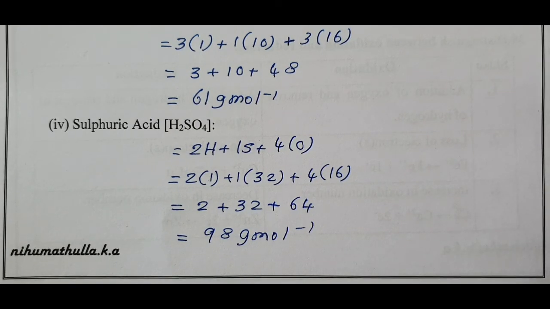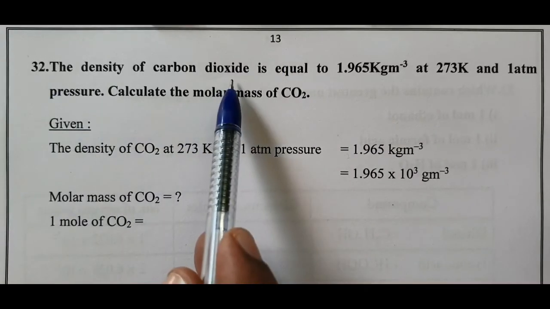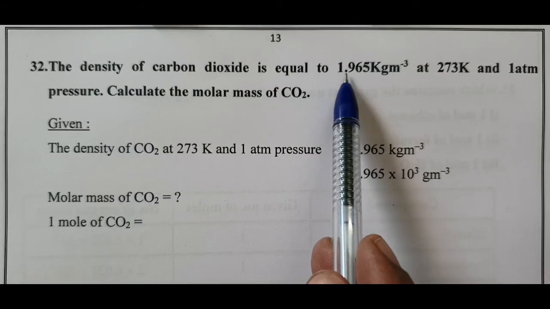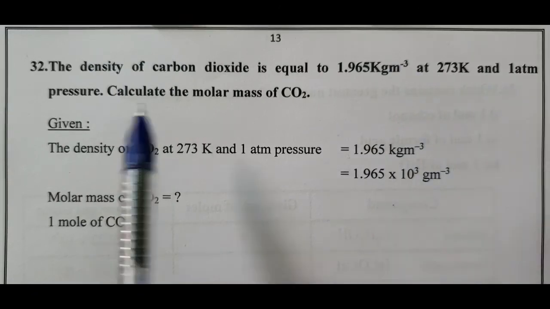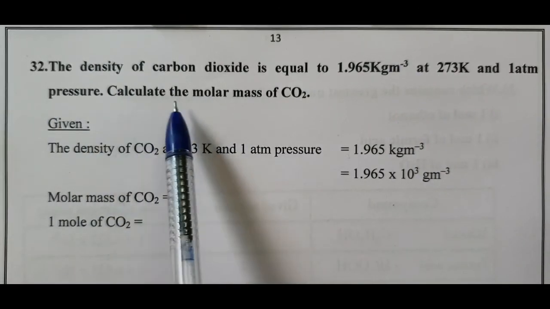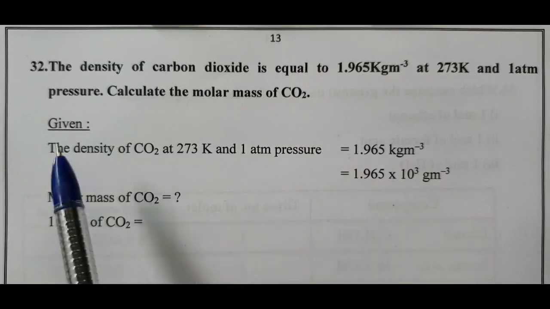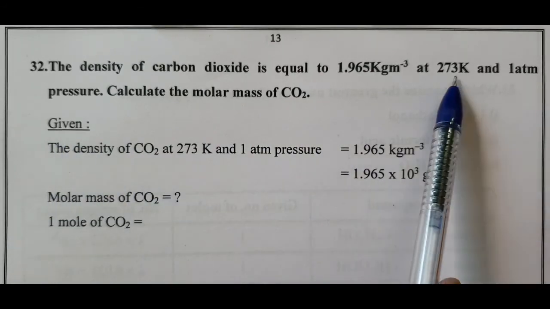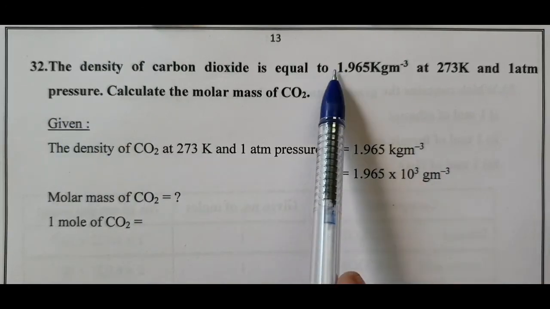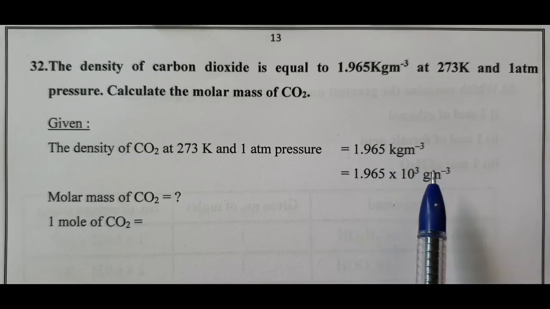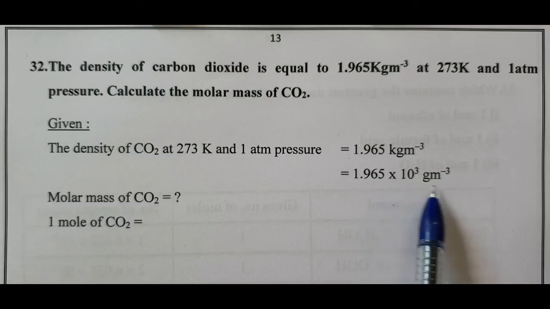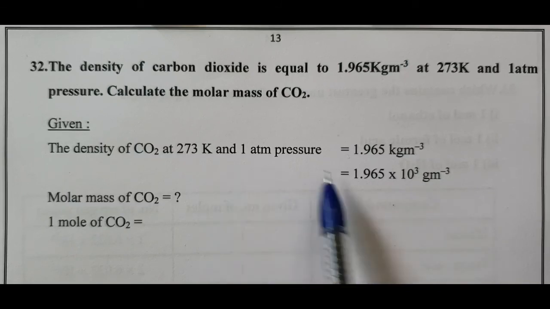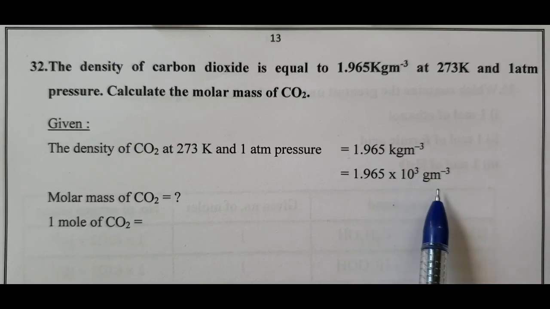Now come to 32. The density of carbon dioxide CO2 is equal to 1.965 kilogram meter power minus 3 at 273 Kelvin and 1 atm pressure. Calculate the molar mass of carbon dioxide. Now I convert the kilogram into gram. 1 kilogram equal to 1000 gram. 1000 is nothing but 10 power 3 gram. So density 1.965 into 10 power 3 gram meter power minus 3. We have to calculate molar mass of carbon dioxide.